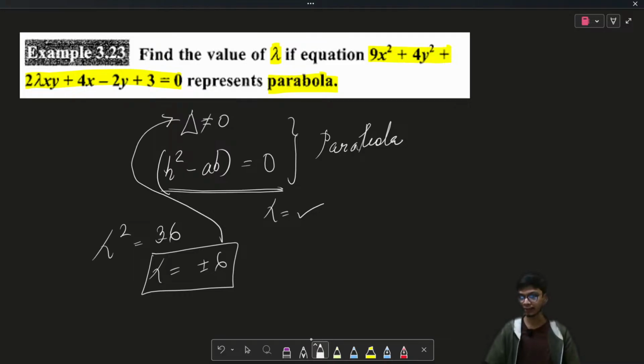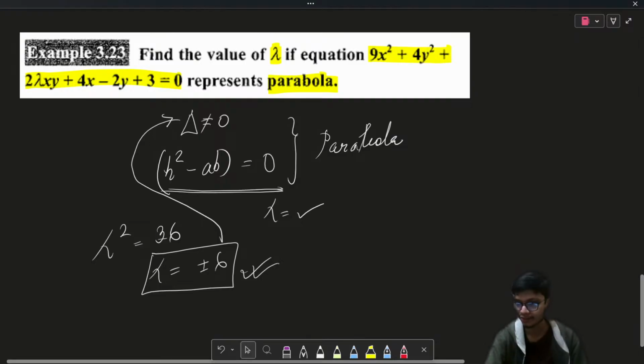If you look into this, you will see that for both values of lambda, that is plus or minus 6, the delta is not equal to 0. So that means both of these values of lambda are correct. Is this part clear? So you must be getting the answer as plus or minus 6. Is this part clear to all of you?